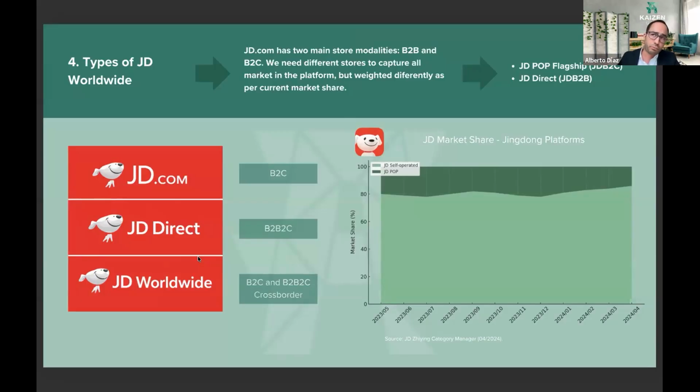So therefore, typically the brands approach Jingdong with a B2C store first, which is a store where you open under the name and the control of the brand, under your brand, and you communicate directly with the Chinese consumer. You sell directly to the consumers, and once you have built a presence in this channel, typically only then the opportunity to open through a category manager, through the supermarket channel, let's say, the B2B2C, opens up.